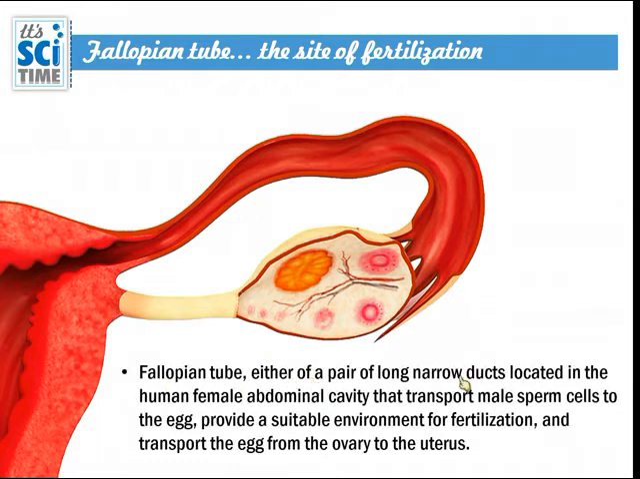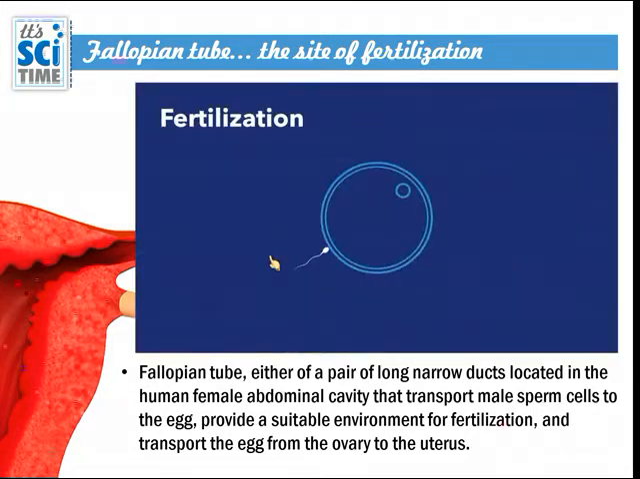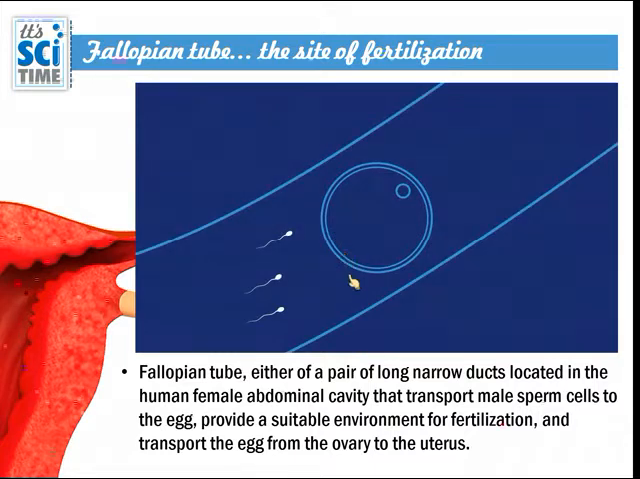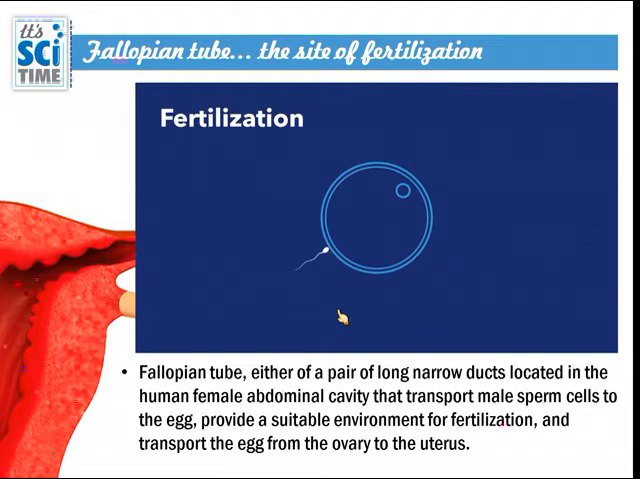The fallopian tube is a pair of long narrow ducts located in the human female abdominal cavity that transport male and female cells to the egg and provide a suitable environment for fertilization. And finally, thereafter, it transports the egg from the ovary to the uterus. Thereafter this egg will travel to the uterus here. So this is the animation of it. See the fertilization, sperms coming and meeting the ova. Sperms meeting the ova is called fertilization.